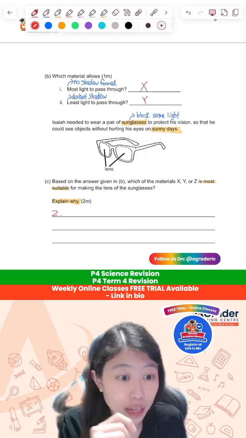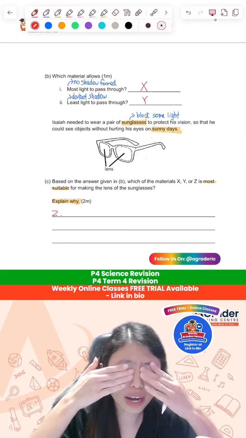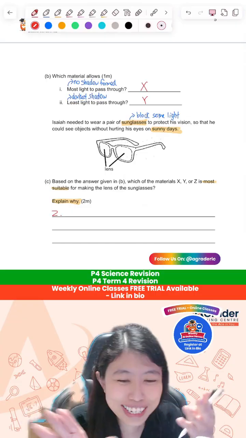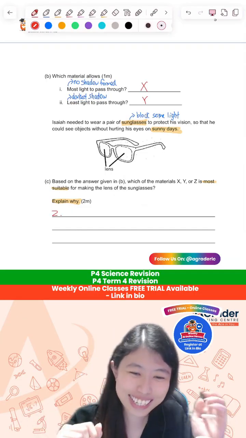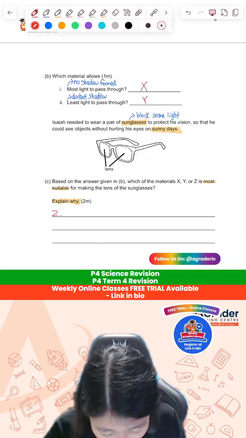Why is opaque not suitable? Opaque means you cannot see at all. It's as if you are closing your eyes. Imagine you just close your eyes entirely. That's basically how your vision will be if you use an entirely opaque material for your sunglasses. So be careful. Yes, you're going to choose Z.